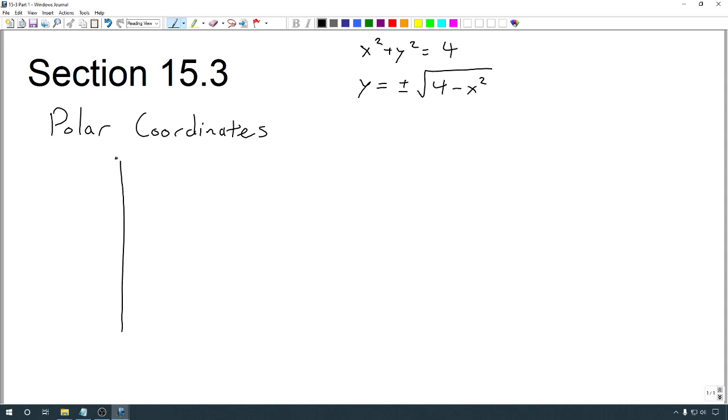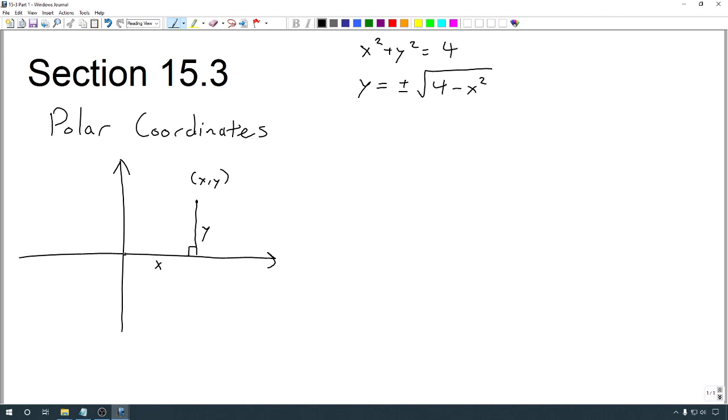So we'll draw in our regular x and y axes. If we look at a point in the plane, we usually give it coordinates x and y. If we drop a perpendicular down to our x-axis, then the x here represents the distance along the x-axis that we have, and the y represents the distance from the x-axis. Or we could do the same thing with dropping a perpendicular to the y-axis.